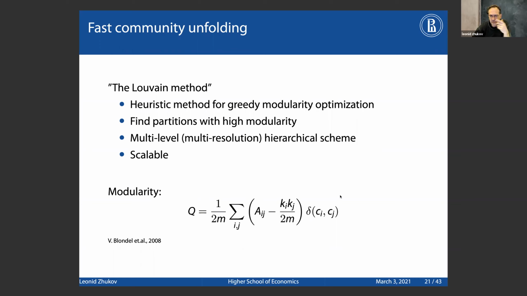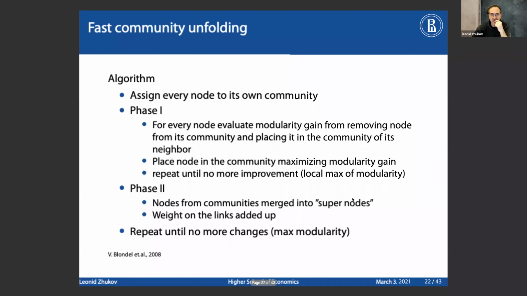What does it do? So modularity is here, right? And it's going to be recomputed every time on every step of this algorithm. So the idea is the following. We start with every node being assigned to its own community. In this sense, it reminds you of agglomerative clustering.